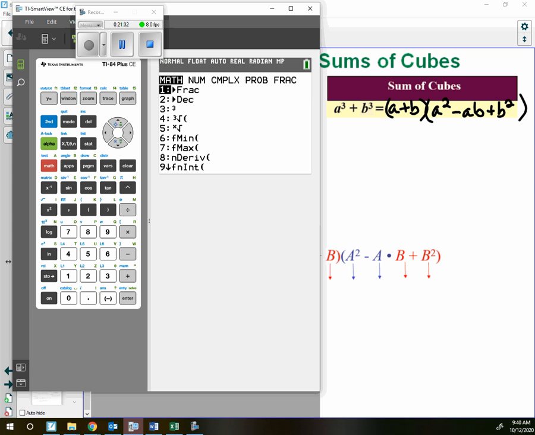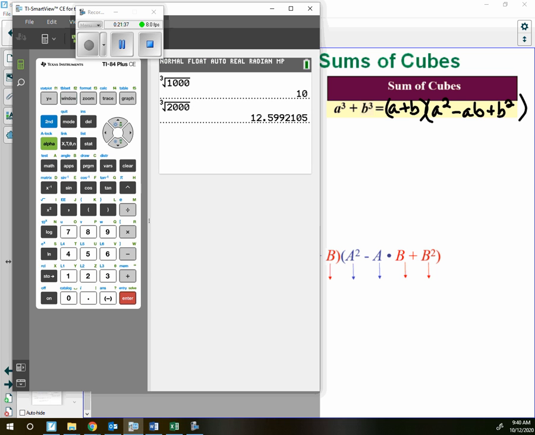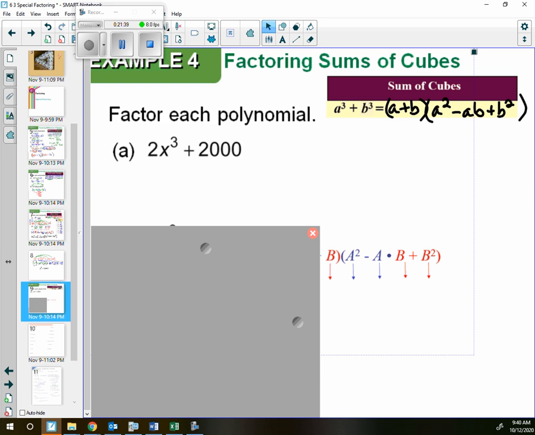Go to your math key, number 4. So let's try it. Is 2,000 a perfect cube? Well, no, you got a decimal answer. So what that might mean if you're seeing cubes like that is what we had to do before. Look for a GCF. Is there something I can pull out of both of those terms?